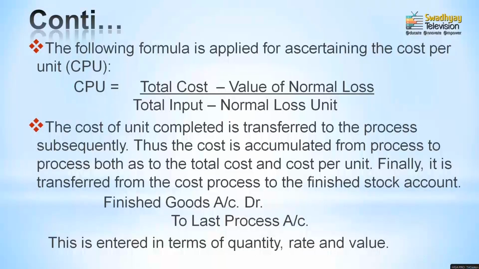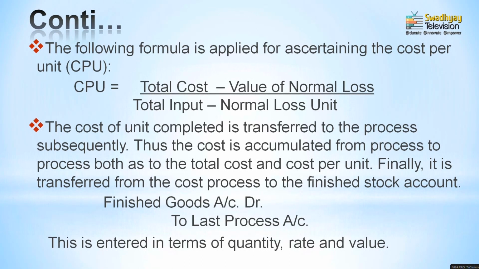Moving to the next point, this is the calculation of CPU. This is very important, how the cost per unit is calculated. In a very simple way, the cost per unit is calculated as the total amount of cost divided by the total inputs or total units introduced in the respective process. Now, see here, there are possibilities of normal loss and normal wastages also. Suppose any process has a normal loss or normal wastages, then the CPU can be found in this way.